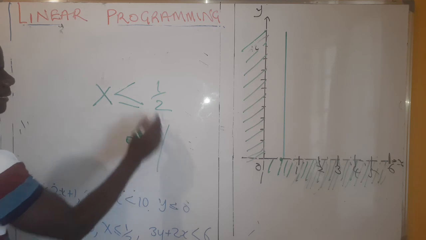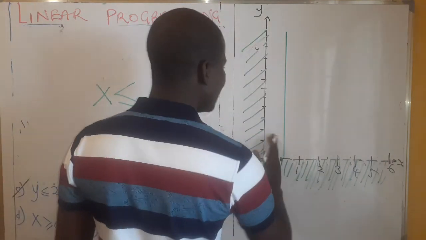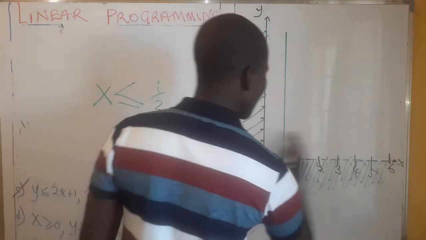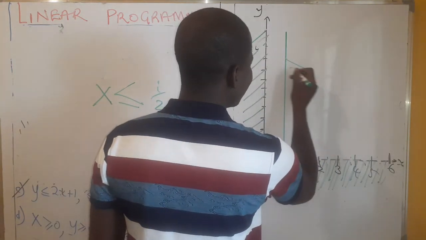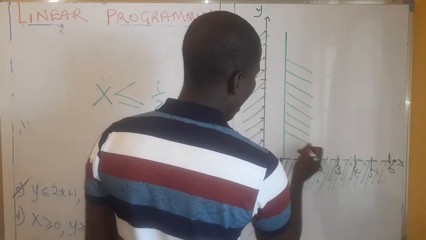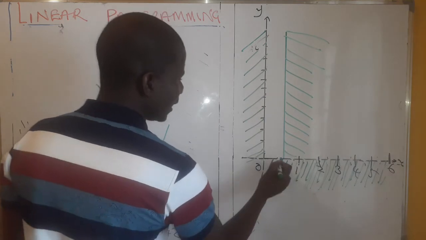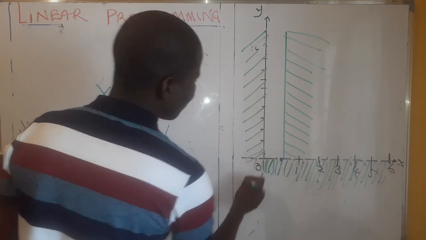0.5 is the same as 1 over 2. So where it is less than, it is this side. This going up here, it is greater than half. So this is the part that we are supposed to shade. I hope you are following.